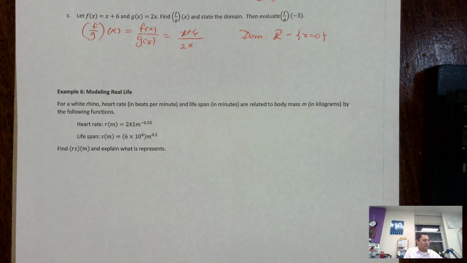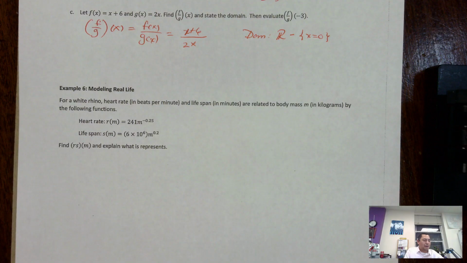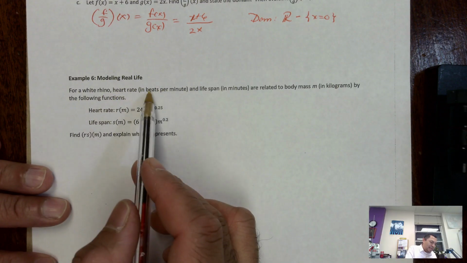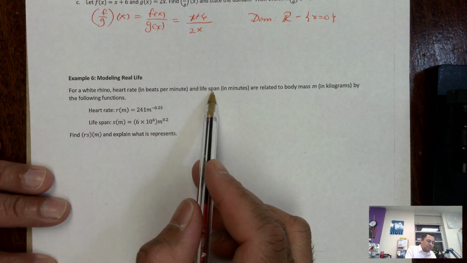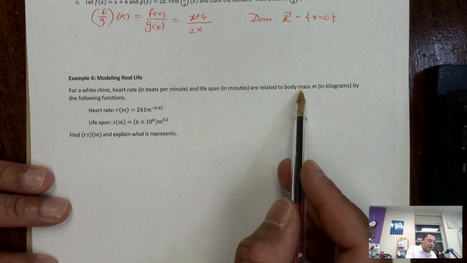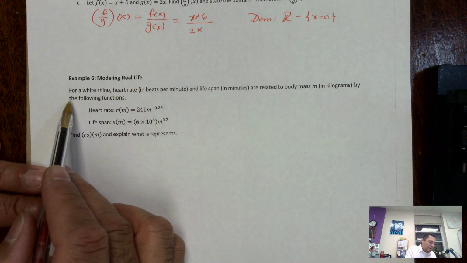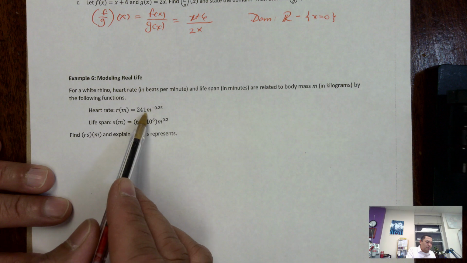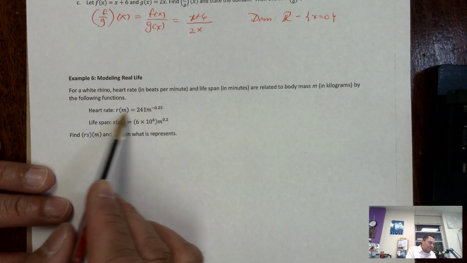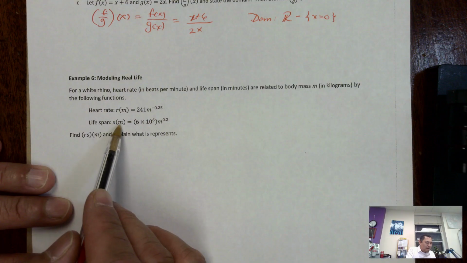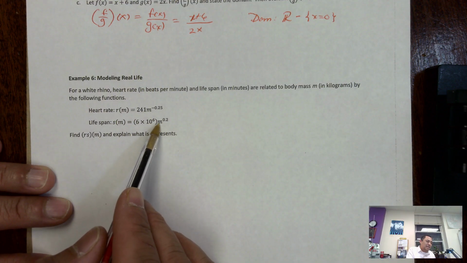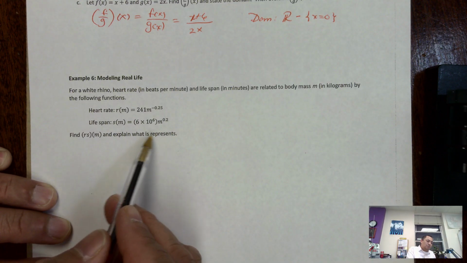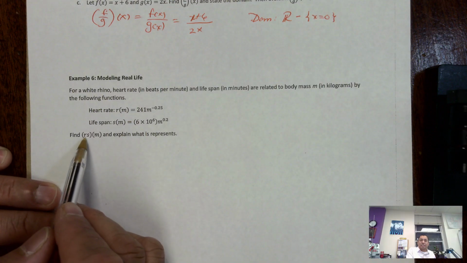Last example that we have there is an application. We have that a rhino's heart rate in beats per minute and lifespan in minutes are related to body mass m in kilograms by the following functions. So we have the heart rate r(m) equals 241 m to the negative 0.25. Lifespan s(m) is equal to 6 times 10 to the 6 m to the 0.2. Find (rs)(m) and explain what r times s represents.